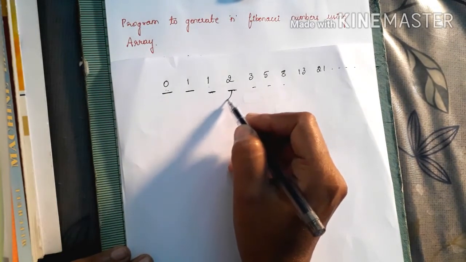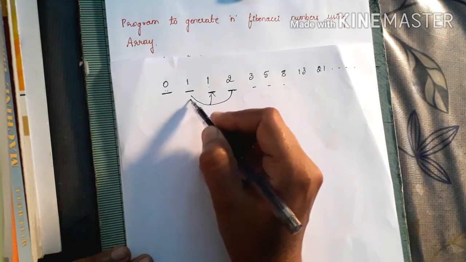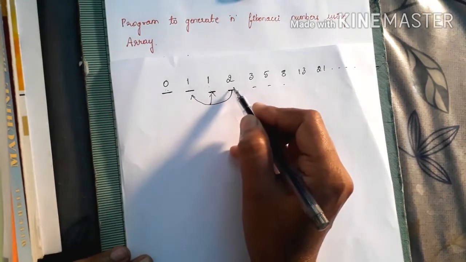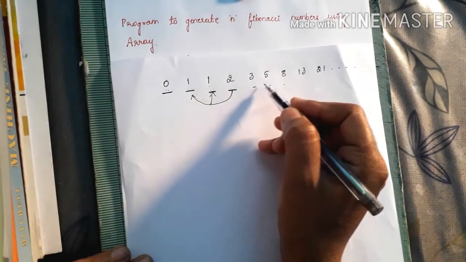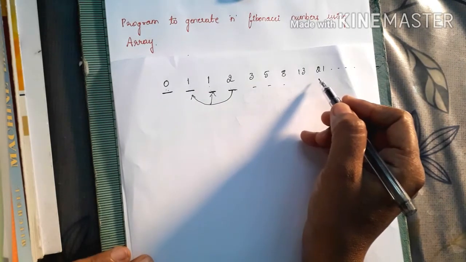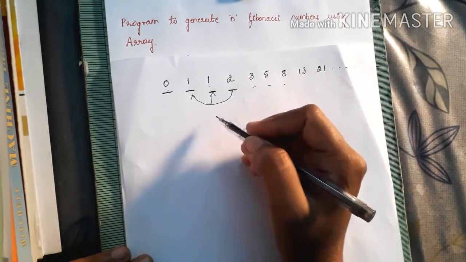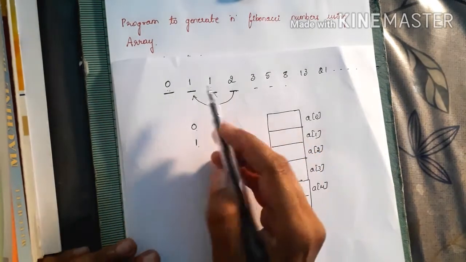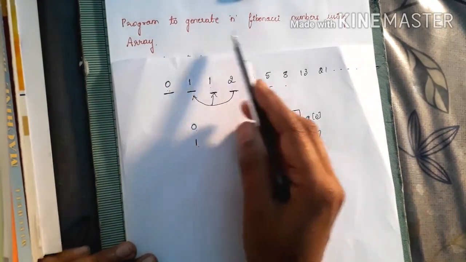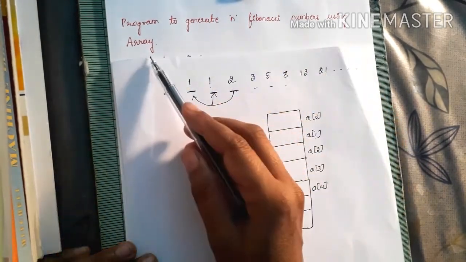Fourth term is sum of its previous two terms. That is 1 plus 1 is 2. In the same way, the remaining terms of the Fibonacci are sum of the previous two terms. So this program generates first n Fibonacci numbers using arrays.